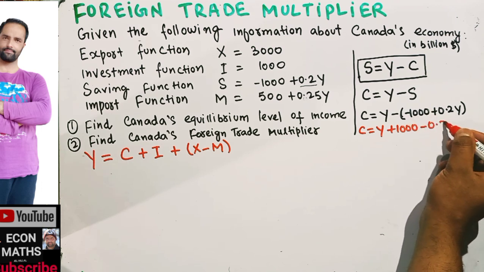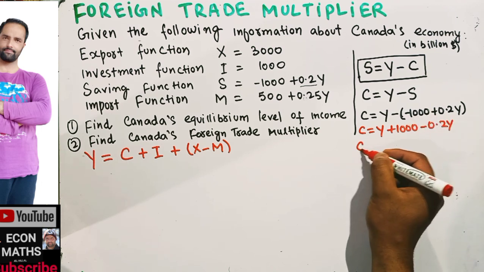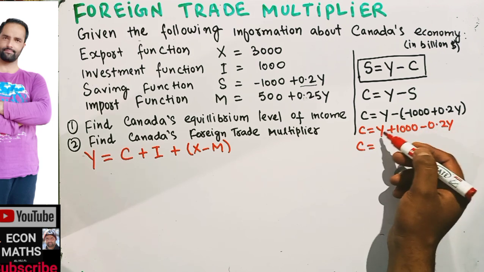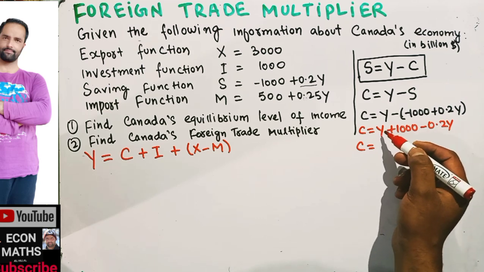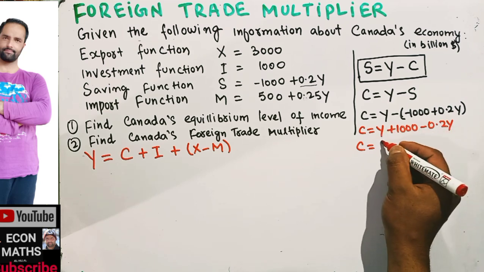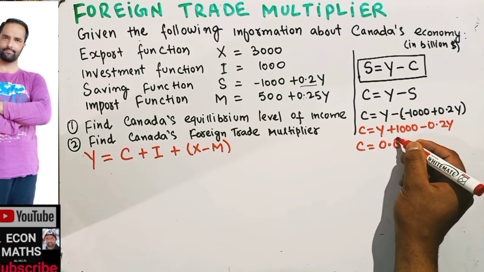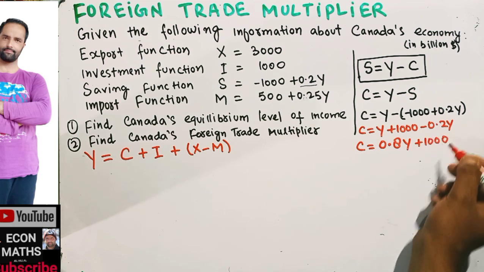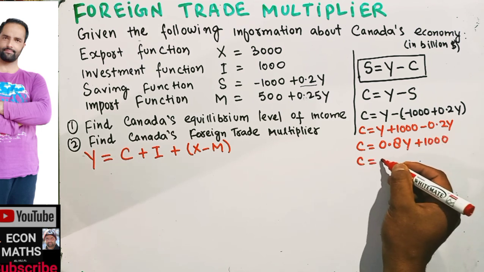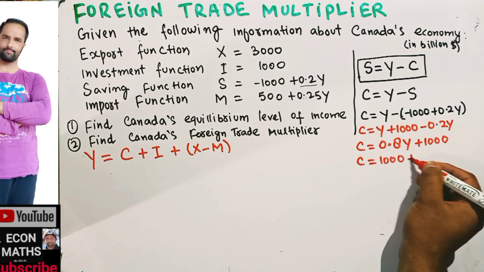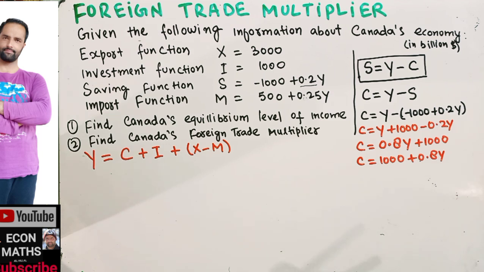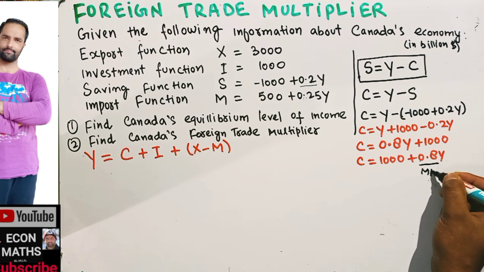So if I rewrite this, c is equal to y minus minus is plus 1000, minus 0.2y. Solving further, y minus 0.2y, these are the same terms, we can subtract them. So this is actually 1 minus 0.2, y, which comes out to be 0.8y plus 1000. Or we can write it like this: consumption is equal to 1,000 plus 0.8y. This is our consumption function, and this 0.8 is nothing but our marginal propensity to consume.